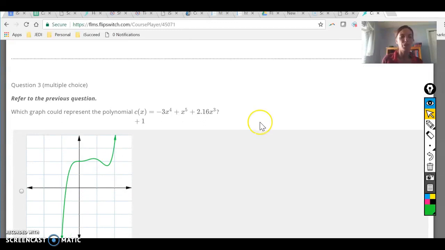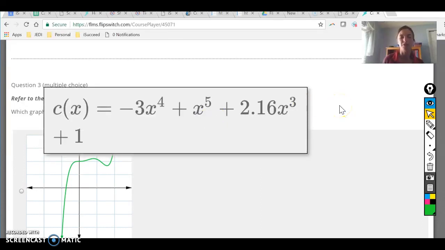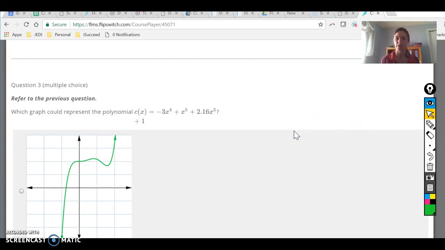Question 3. Which graph could represent the polynomial? Same polynomial as before. What we need to pay attention to here is that we have an odd degree polynomial, which means that our graph is going to head off in different directions. One side is going to go up, and the other side is going to head down. If you kind of twist things, it's going to be more of an S curve. So let's scroll through here and see which of these fits that.